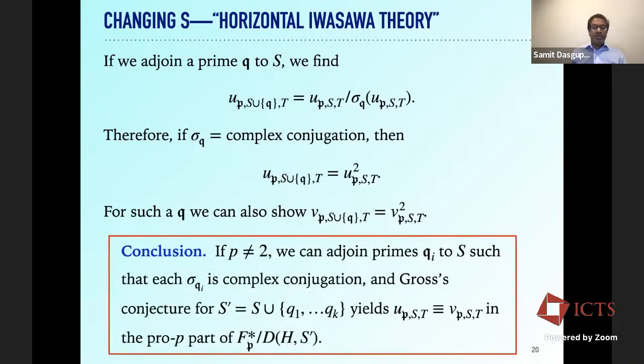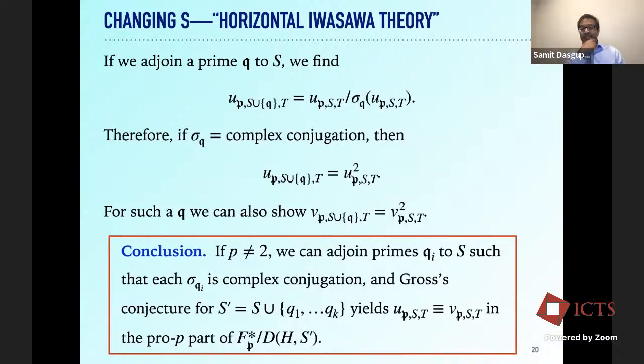Okay, so the conclusion is, if P is not 2, then if you're looking p-adically, if you tensor with Q_P, the pro-P part, then you can get rid of this 2. You can take square roots, since the kernel of multiplication by squaring is plus or minus 1, and that goes away when you tensor with Q_P if P is not 2. Then if we join a bunch of primes to S whose Frobenii are all complex conjugation, then I get U to the 2 to the K is congruent to V to the 2 to the K, and you can get rid of that 2 to the K. So you get that U is congruent to V in the pro-P part of F_P star modulo D of H S prime. So now I'm allowing myself to change my set S, and possibly make D of H S prime smaller and smaller by choosing these primes cleverly. And I'm getting a congruence for the original units with the original S.